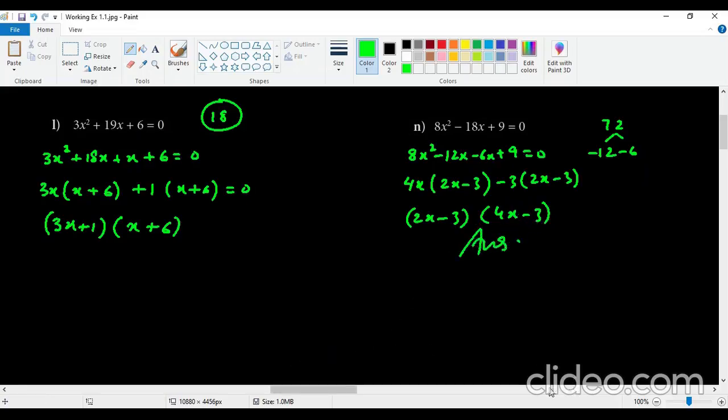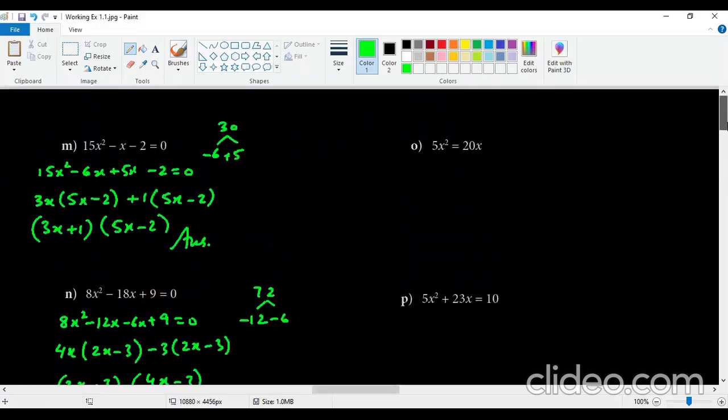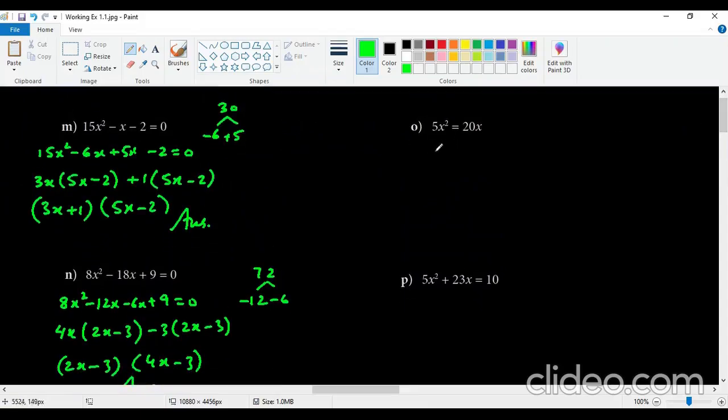When it comes to the next question, which is question number O, here it is 5x squared minus 20x equals 0. So 5x is common between them, and x minus 4 is going to be in another bracket, and this is going to be your final answer. When these two things multiply together, it's going to give you 5x squared minus 20x.